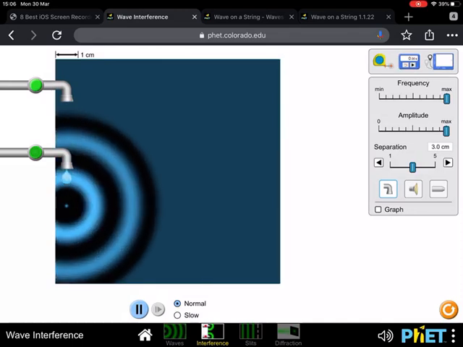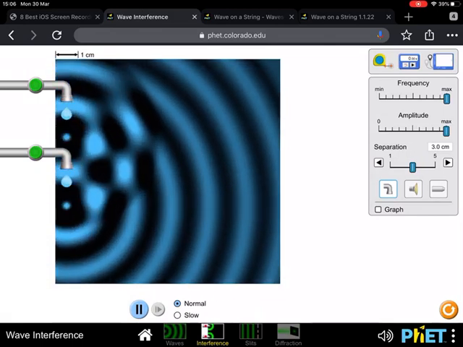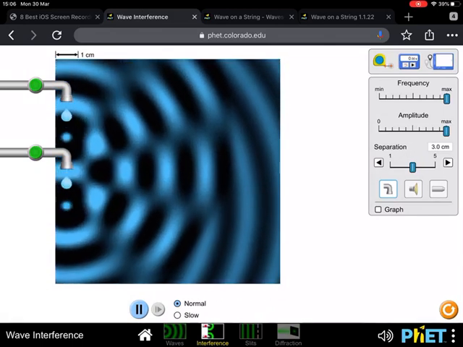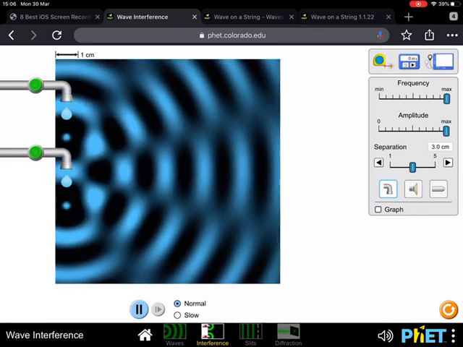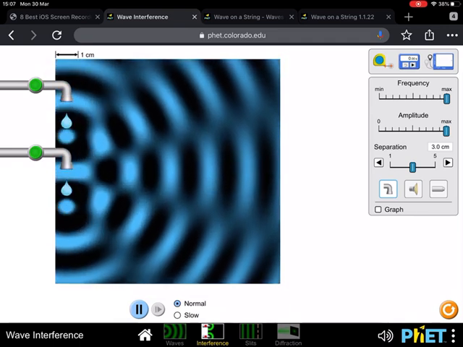Okay, so I've turned on the bottom tap. I'd like the top tap to turn on as well. Now notice how the blue represents crests, or where the water surface is above the ordinary, the waves are above the surface of the water. And where you get a ring from the top tap and a ring from the lower tap coinciding, then we're actually going to get constructive interference and we're going to get a bigger wave.